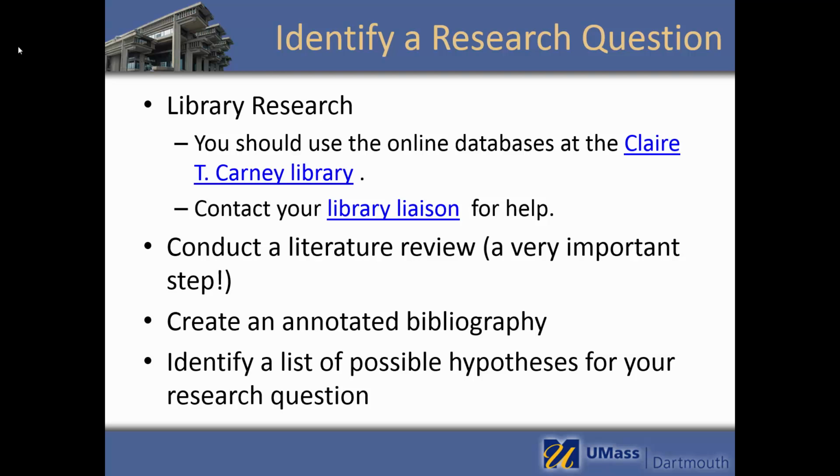The lit review is an important step in the research process because you need to be aware of what research has already been completed and the current scholarly debates on your topic. You should use the online databases at the Claire T. Kearney Library to collect scholarly articles and books. In some cases, you may wish to contact a librarian for help finding articles and to use the databases. In fact, you have a library liaison for your discipline, who is familiar with the best journals and databases for your field of study.